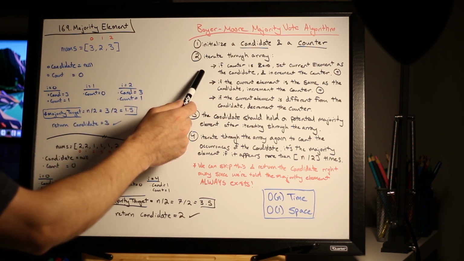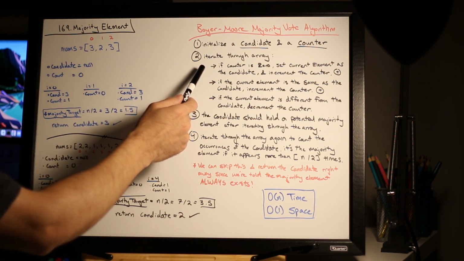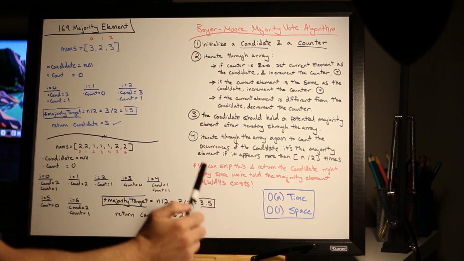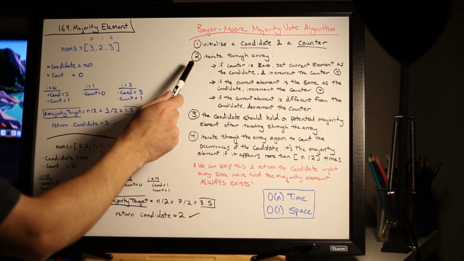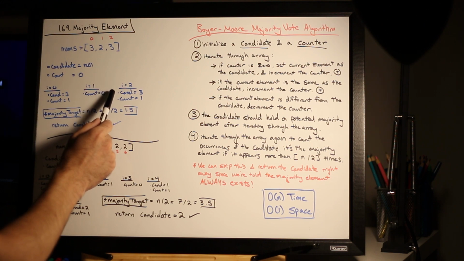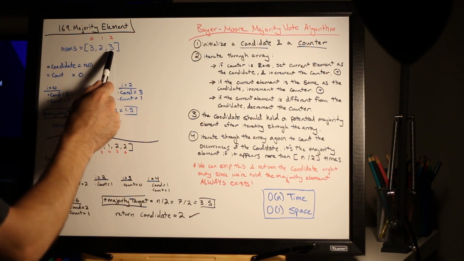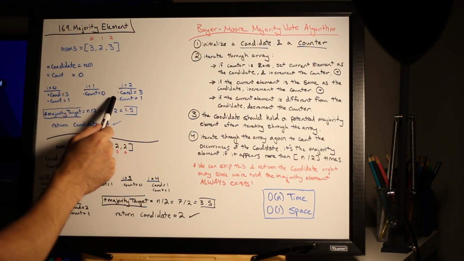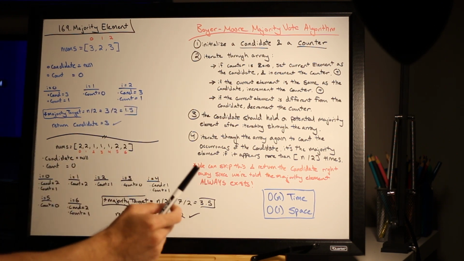Again, the first case is going to be struck, where if the counter is 0, we're going to set the current element as the candidate, and we're going to increment the counter. So we'll set the candidate as 3 again, because that's the current element, and we're going to increment our counter by 1, and it's 1.